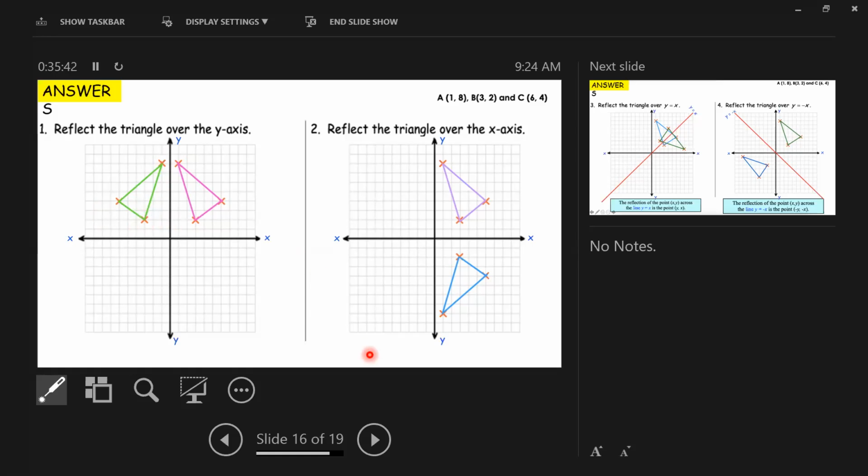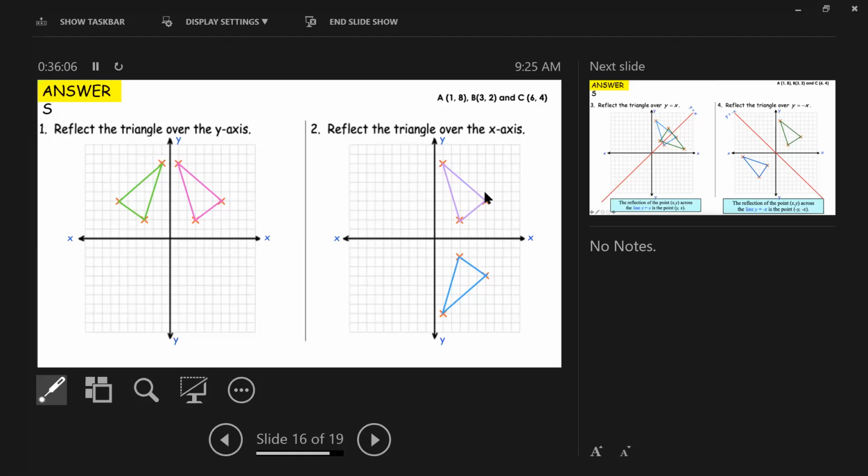All right. Now let's look at the second one here. In this case here, you don't have the same mirror line. It tells you the reflection is over the x-axis. So since the reflection is over the x-axis, it means your mirror line is not vertical. It is horizontal.